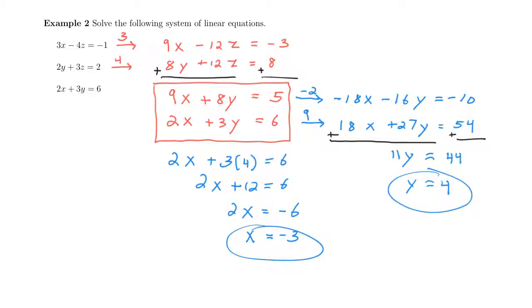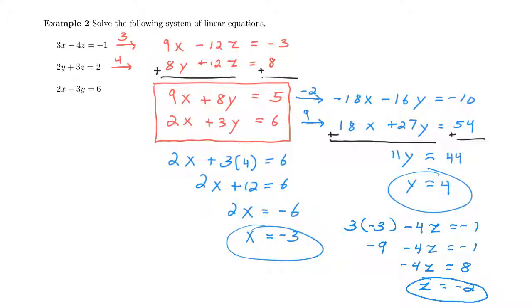And now if I need the corresponding z value, I can use any equation that I'd like as long as there's an x in it. So I'm going to go right back to the very first equation. 3x minus 4z is equal to negative 1. I'll put negative 3 in place of x, and that will allow me to solve for z. Well, let's check it out. I get 3 times negative 3 minus 4 times z is equal to negative 1. That's negative 9 minus 4z is negative 1. Adding 9 to both sides gives me negative 4z is equal to positive 8. And then dividing both sides by negative 4 gives me z is equal to negative 2.